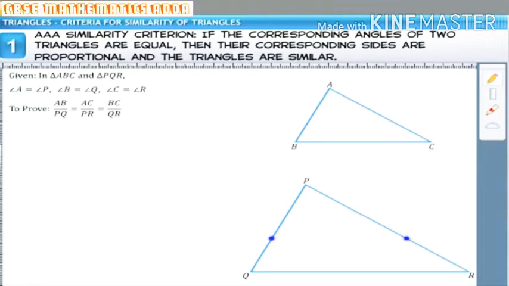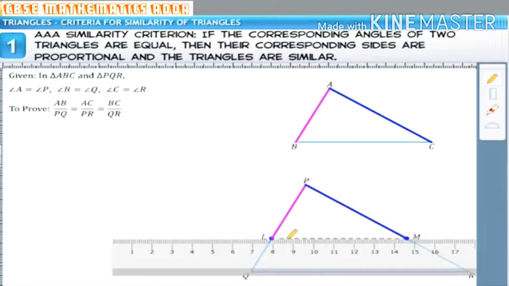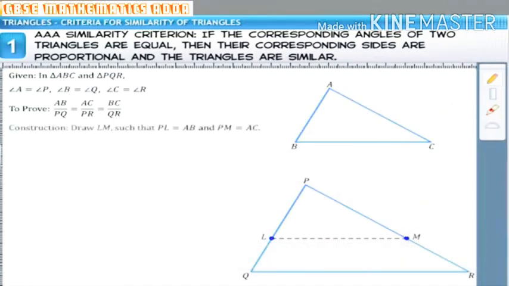So take 2 points L and M on PQ and PR such that the line PL is equal to AB and PM is equal to AC, and join LM. This is the construction.